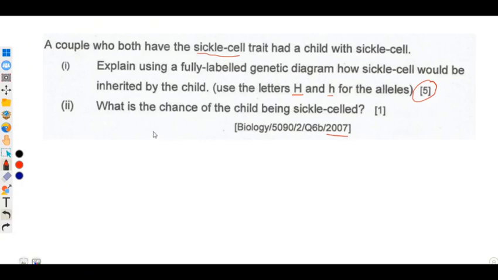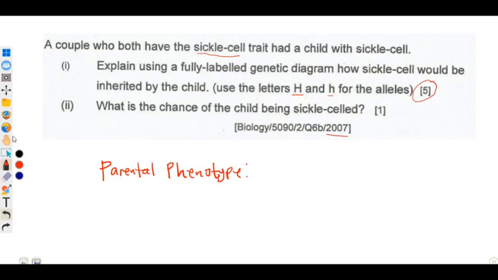To answer this question, we need to come up with the parental phenotype. We also come up with the parental genotype. Then we can do the random crossing using the gametes. So first thing we come up with the parental phenotype. That is your first step. You come up with the parental phenotype.